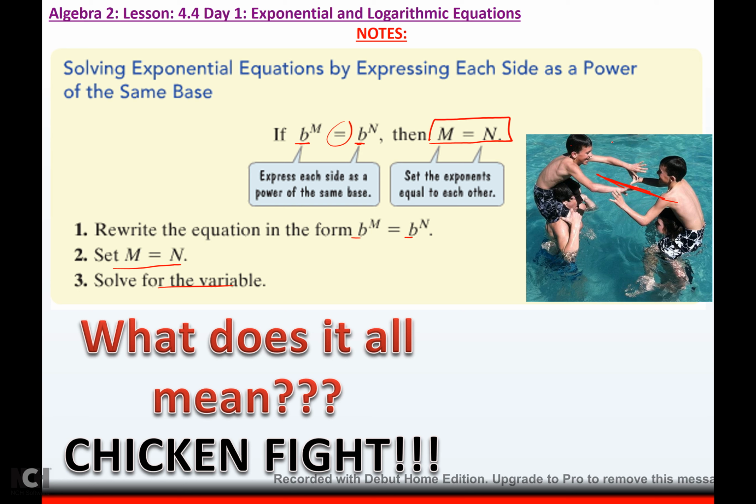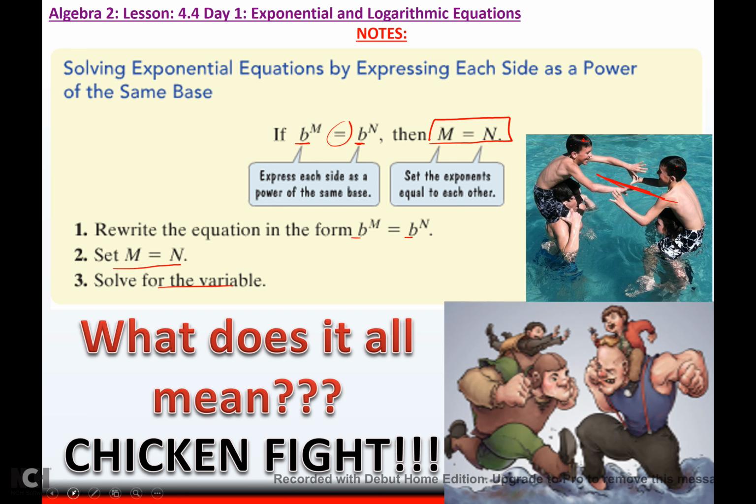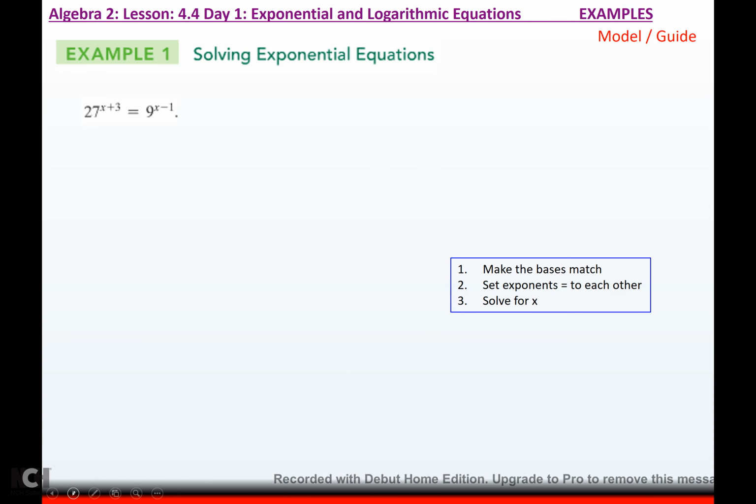Those are actually my cousin's twin sons. Anyway, yeah, it's like a chicken fight. Okay? I'm supposed to play music. Anyway. Alright, so here we go.